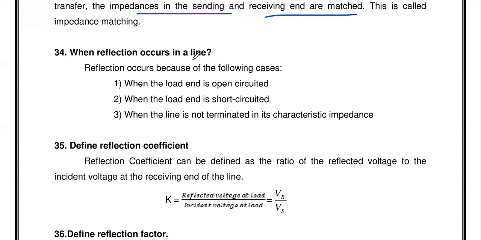When does reflection occur in a line? Reflection occurs because of several cases. One is when the line end is open circuited. Another one is when the transmission line is short circuited at the load end, or when the line is not terminated with the characteristic impedance. Under these conditions, the reflection occurs. Reflection means a part of the sent wave is reflected back to the sender. So reflection occurs either if the line load is open circuited or short circuited, or the line is not terminated with the characteristic impedance.